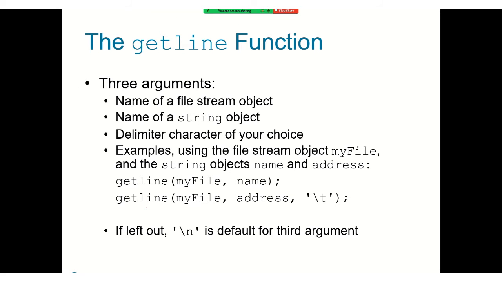So for the getLine function, there are three arguments expected here. The name of the file stream object, of course, where you are reading, then the name of the string object where you are storing the line, and then the delimiter character of your choice. I mean, you can use a tab delimiter, maybe you have tab-delimited data. If you leave it out, then the newline is the default for the third argument. Always remember that.